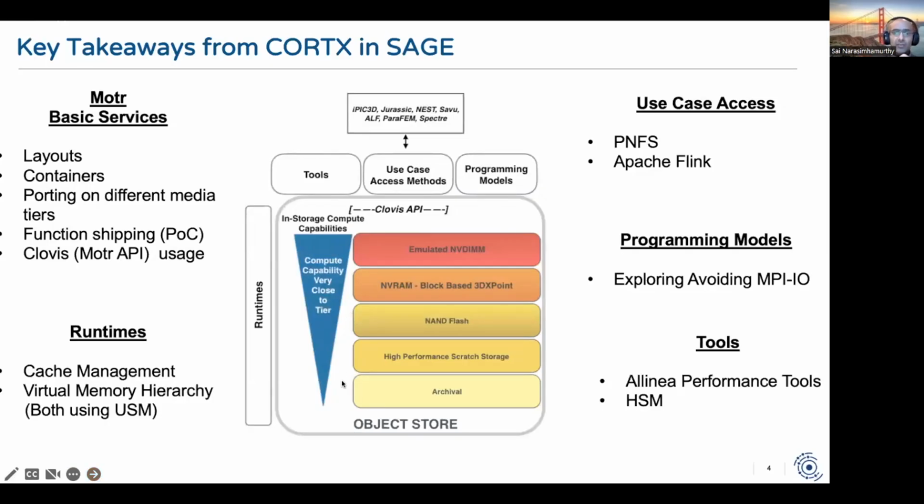For CORTX Motr, which we call the object store, it was made to work with these different tiers like NVDIMM, 3D XPoint, NAND Flash, etc. The CORTX Motr API was called the Clovis API. The idea was that these different use cases, programming models, tools and applications would use the object storage system. We also built so-called in-storage computing capabilities within the object store, so that applications could ship some functions from the compute system and run them close to the storage.